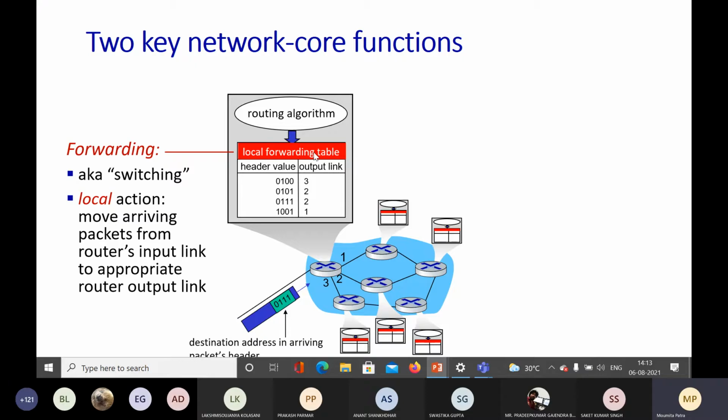Okay. Now, given this information, suppose there are a few packets coming with these kinds of addresses, 0100, 0101, like that. After looking at the data that is coming and the result of the routing algorithm, it can be found that if the packet is coming with this header, it will go to this particular destination. So the output link will be either 3 or 2 or 1.